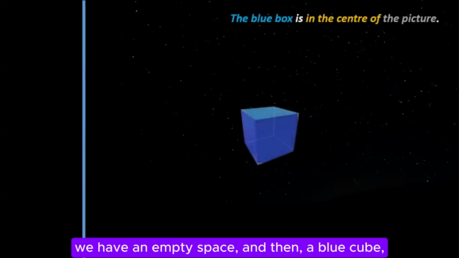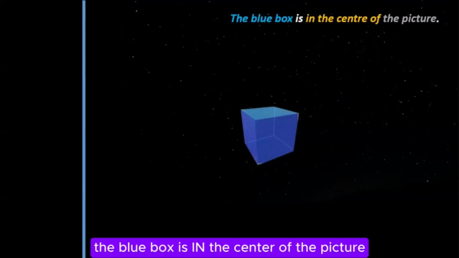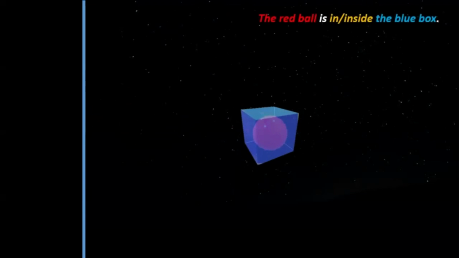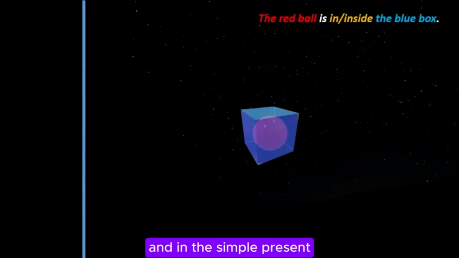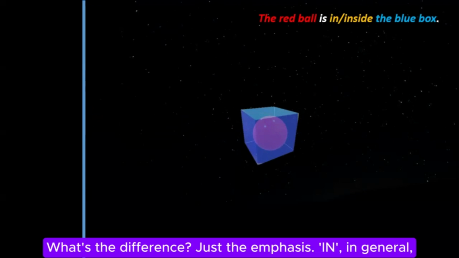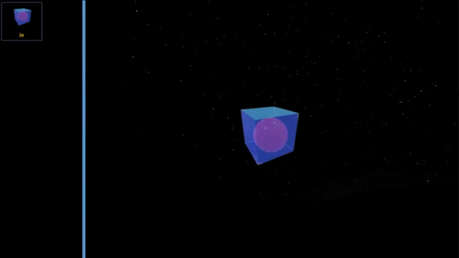As you can see, we have an empty space and then a blue cube. So I can say that the blue cube, the blue box, is in the center of the picture. And now we have a red ball, and in the simple present, you can say the red ball is in or inside the blue box. What's the difference? Just the emphasis. In general, inside when you want to be emphatic.